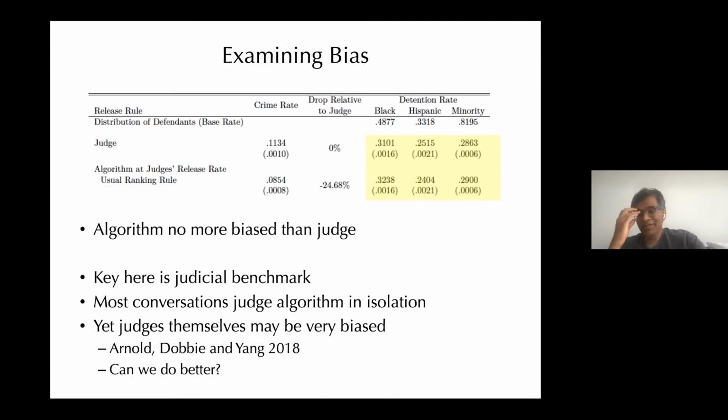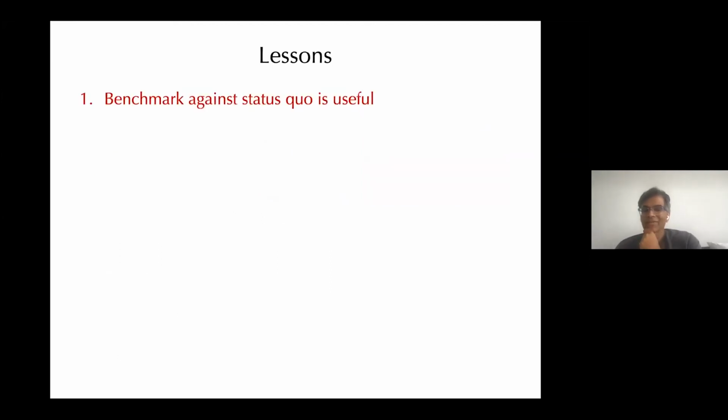Now, of course, judges themselves may be very biased. So to say we built an algorithm and it comes out like the judge is hardly awesome, as David's work has shown. So can we do better? The first lesson I want to take is that we should benchmark algorithms against judges or against the status quo, not in absolute terms.